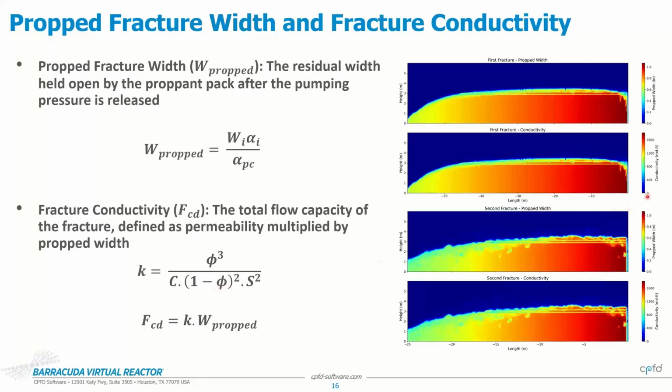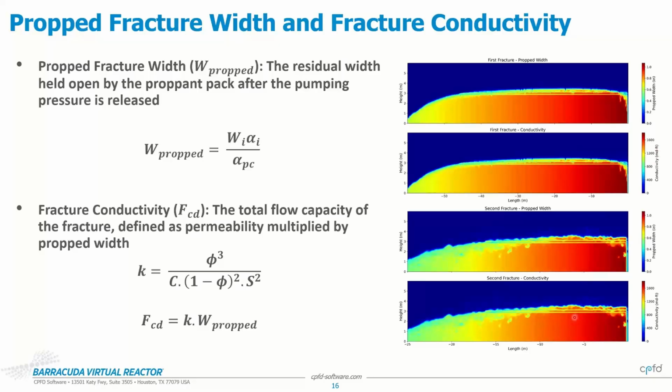What I'm showing here is the 10-meter case, the first fracture and the second fracture. This image is propped width. You can see that the propped width is much wider closer to the well bore, and it goes down as you move further away from it. Same thing with the conductivity. You're going to conduct more oil where it is dark and red, and the units here are millidarcy feet for the conductivity. Same thing again for the second fracture, right?